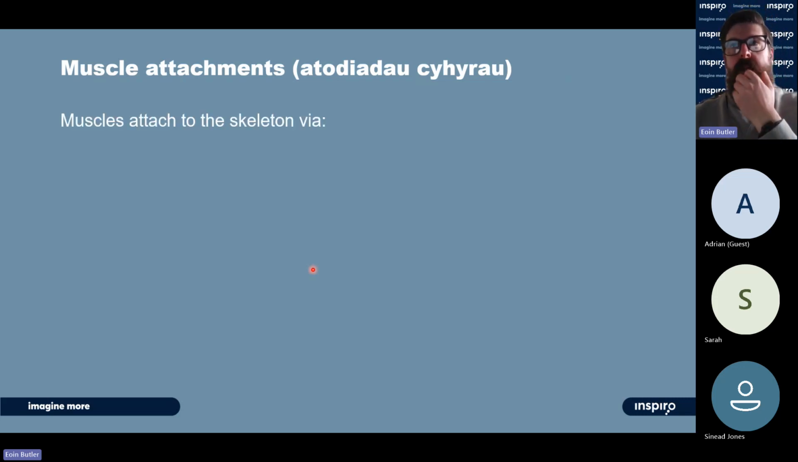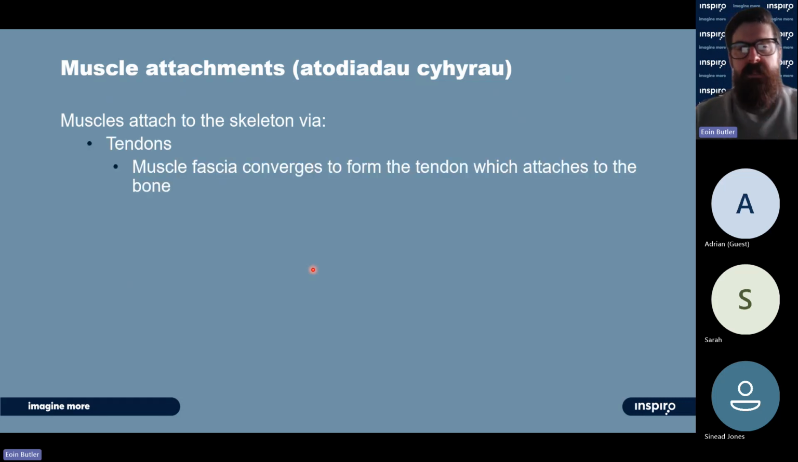So as we've chatted about, muscles attach to the skeleton via tendons. So muscle fascia, which is that epimysium layer on the outside, converges to form a tendon which attaches to the bone. So it attaches to the periosteum, that tough outer layer that surrounds the shaft of the bone. The muscle fascia will converge, form a tough tendon which will cross the joint and attach onto the periosteum of the bone.